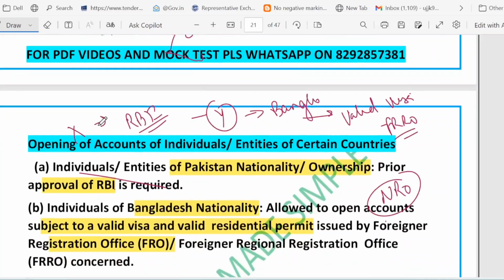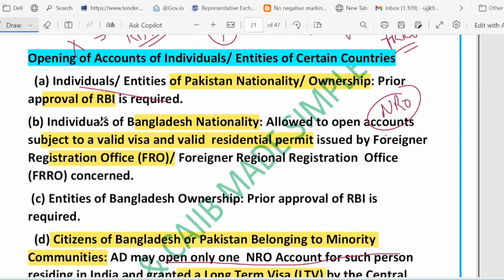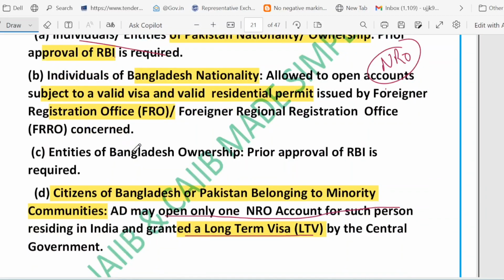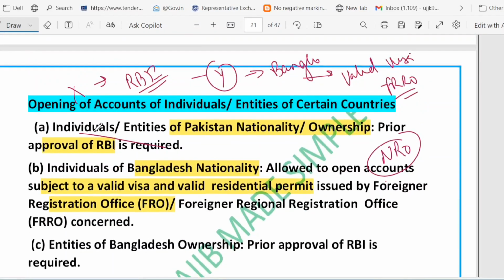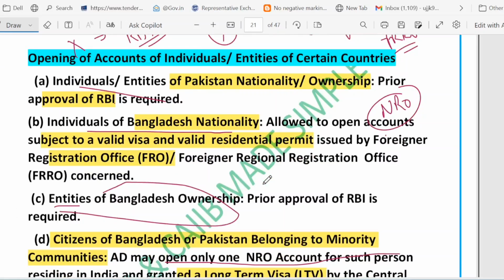So prior RBI approval is required. Second point, entities of Bangladeshi ownership, prior RBI approval is required. Then I told you Bangladeshi national. See, entities is different and individual is different. Suppose he is an individual. So see, entity means a company. For that, prior RBI approval is required. For individual, right? They are allowed to open an NRO account only with valid visa and FRRO residential permit.